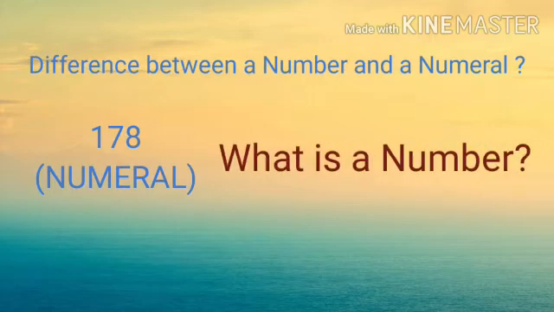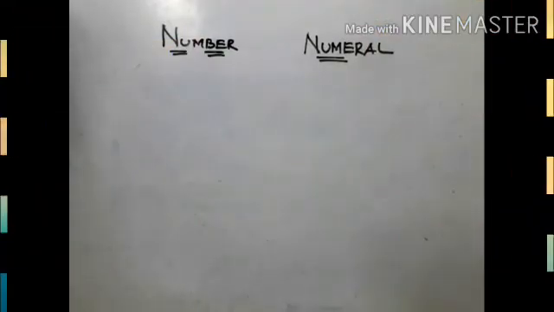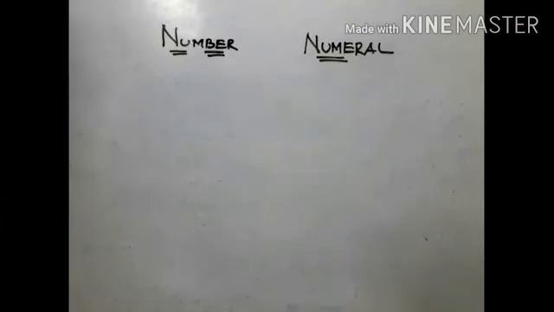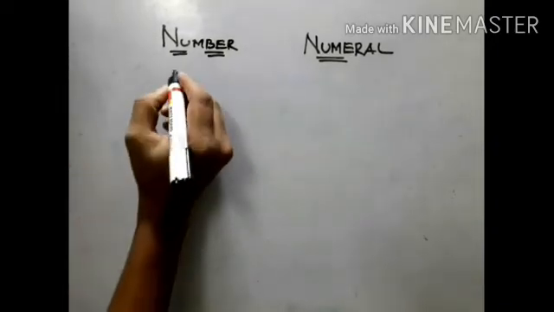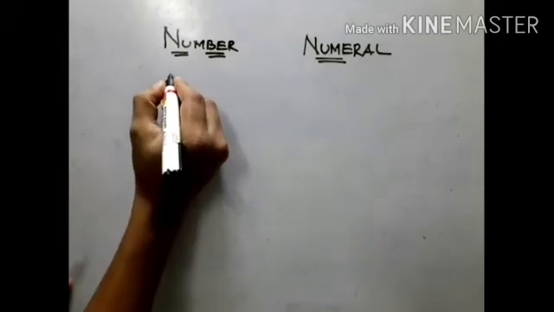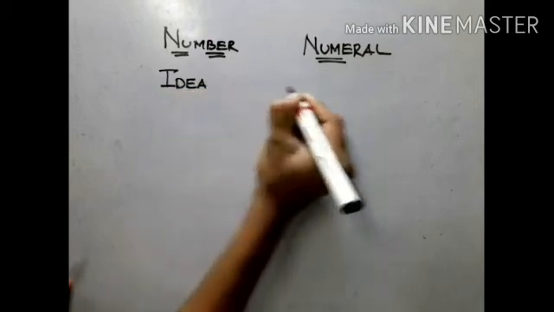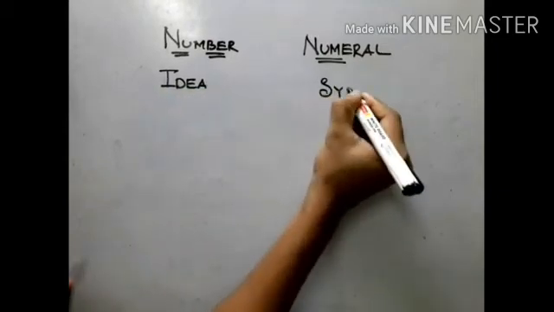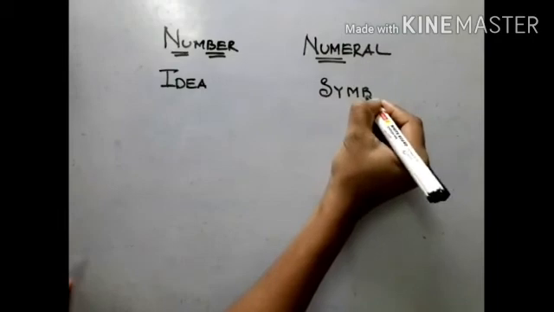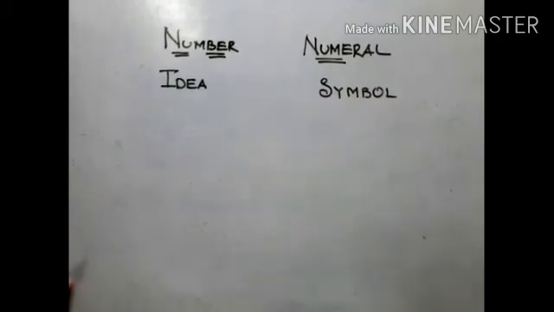Now, I am calling 178 a numeral. Then what is a number? That means what exactly is the difference between a number and a numeral? Well, through some explanation and a small activity, I will show you the basic difference between a number and a numeral. So, I am taking the number as an idea and the numeral as a symbol.